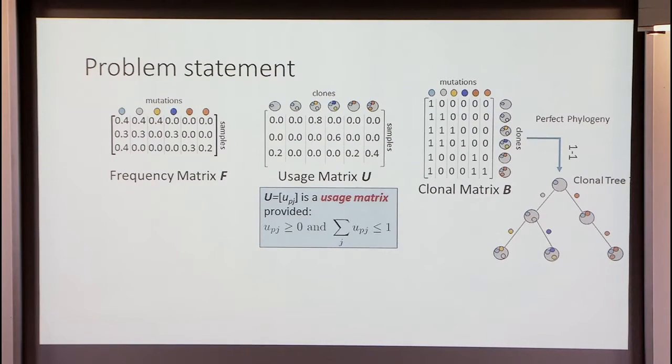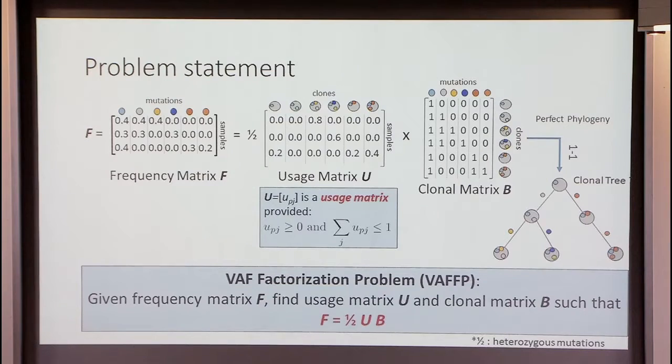And then how do we describe the matrix? Well, it's just linear algebra. The frequencies are obtained by multiplying U by B, and then there's this 1/2 because under infinite sites, all mutations are heterozygous. So now, all we need to do is invert this problem. Given a frequency matrix, can you factorize it as a matrix like this U and a matrix B, a perfect phylogeny matrix? Note that both of these matrices have structure, so it's a special factorization problem where you have these structured matrices.